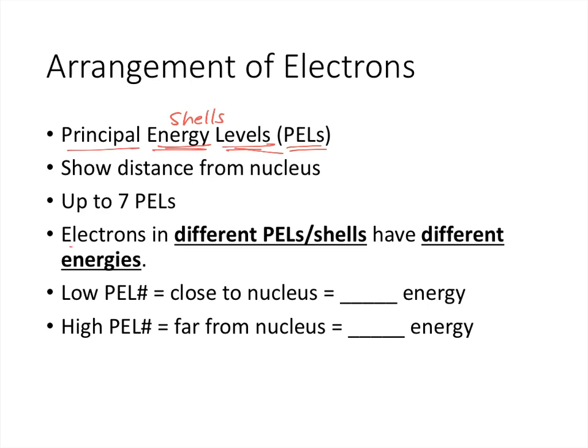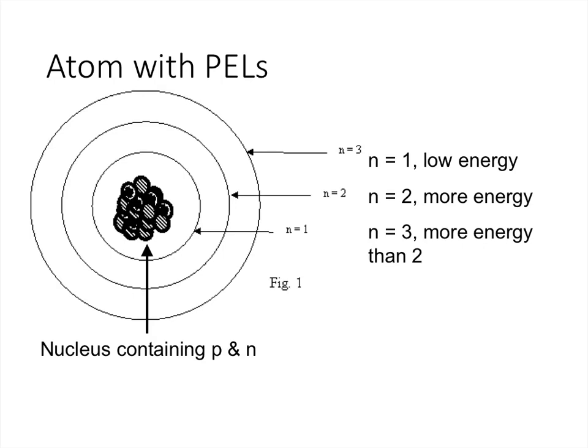And again, depending on their location, the number of the PEL that an electron is located in will correspond to a differing amount of energy that that electron would have. So if you are an electron that is in a low number PEL, the first PEL, for example, that's the one closest to the nucleus, you would not have a lot of energy. But if you are farther away from the nucleus, you would have a higher amount of energy. So it goes from low energy close to the nucleus to high energy far away. And here's just a diagram depicting that.